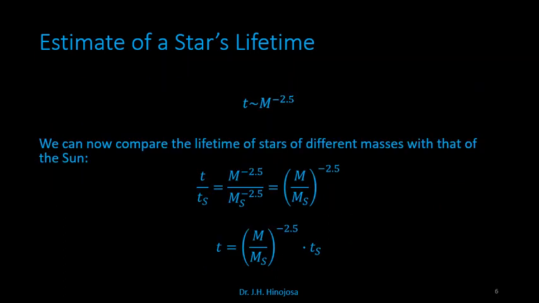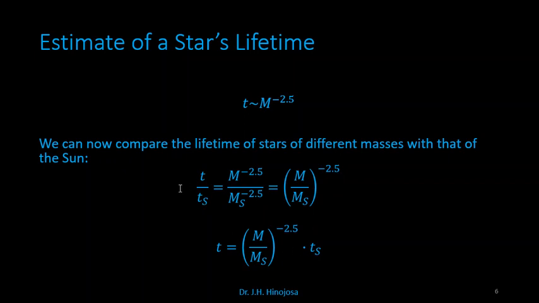We can write the lifetime of a star relative to the lifetime of the sun. We do this by forming a ratio. The lifetime of the star over the lifetime of the sun is equal to the mass to the negative 2.5 power of the star divided by the mass of the sun raised to the negative 2.5 power. If we simplify, we get the ratio of the masses raised to the negative 2.5 power.